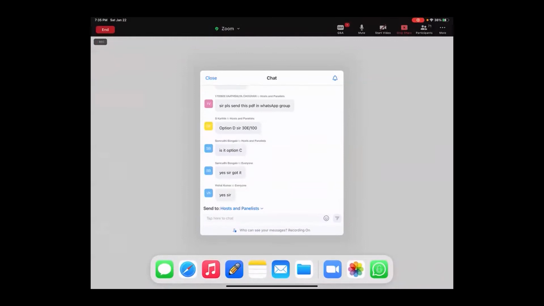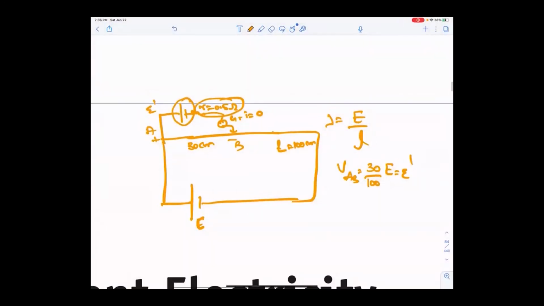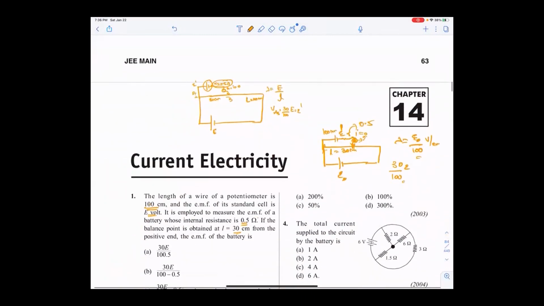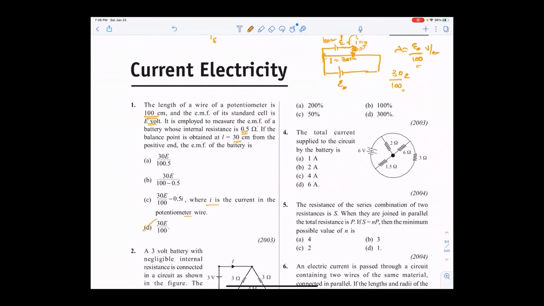No, it is not option C. If the 0.5 R is of the standard cell and the current I is 0 at balancing length, then if it were option C, this 0.5 is the resistance of the battery E dash, and I should be the current in E dash. But the current in E dash is 0. It is employed to measure the EMF of a battery, so the one which you are measuring has a resistance of 0.5, not the internal resistance of this.